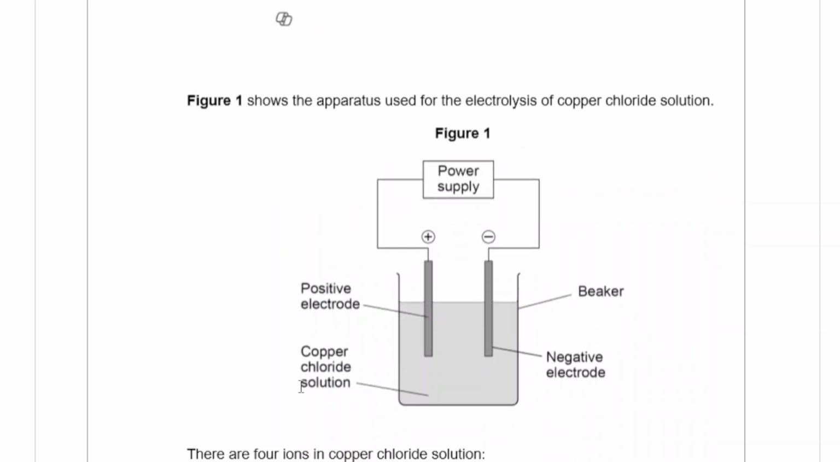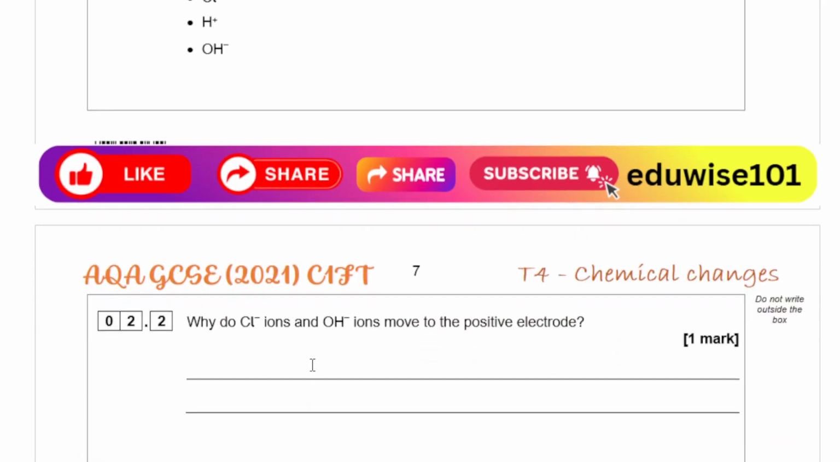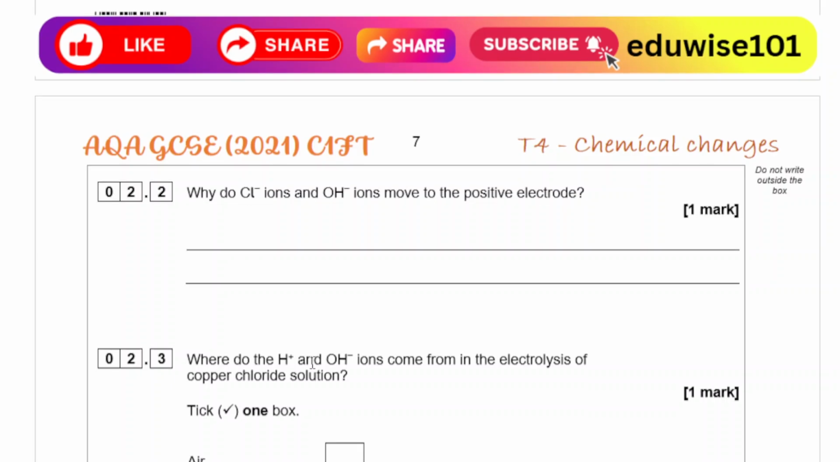Figure 1 shows the apparatus used for the electrolysis of copper chloride solution. So you have a beaker with copper chloride solution, positive and negative electrode connected to a power supply. There are 4 ions in copper chloride solution. So you have Cu 2 plus, Cl minus, H plus, and OH minus. Why do Cl minus and OH minus ions move to the positive electrode? Well, because opposite charges attract.